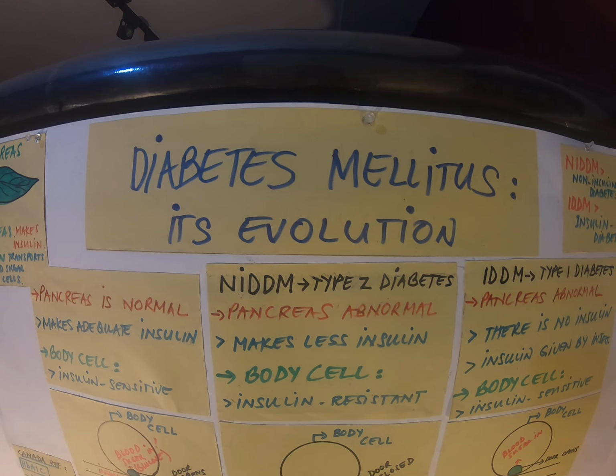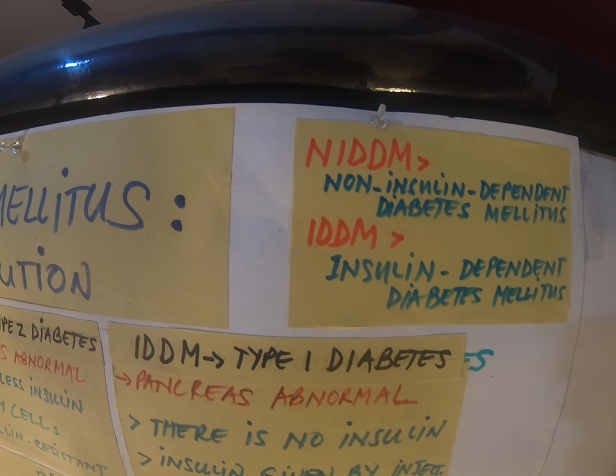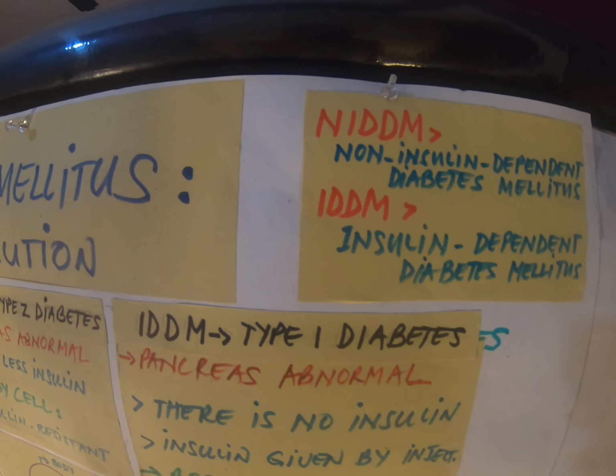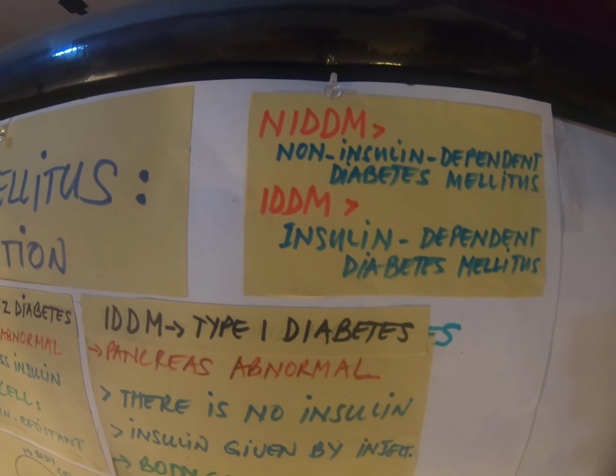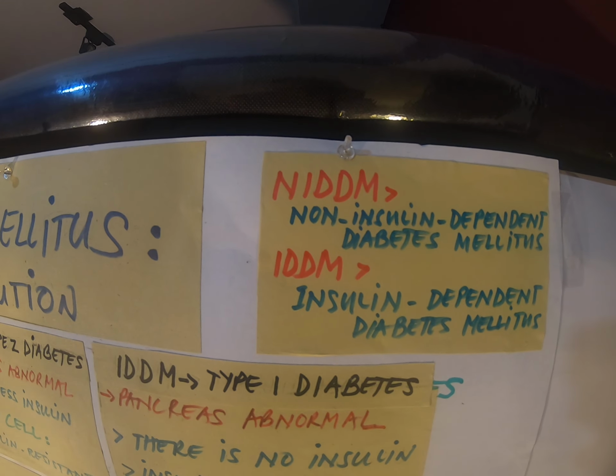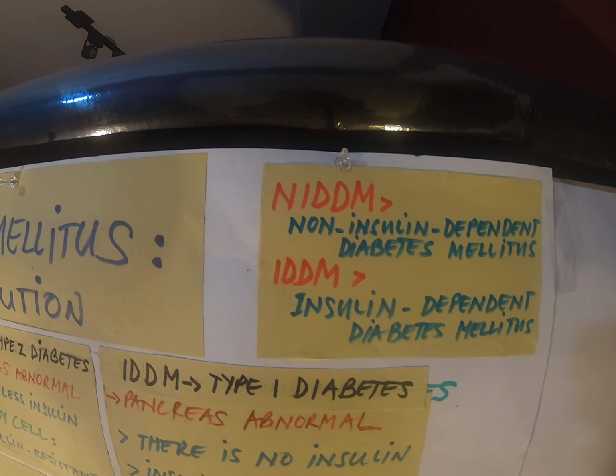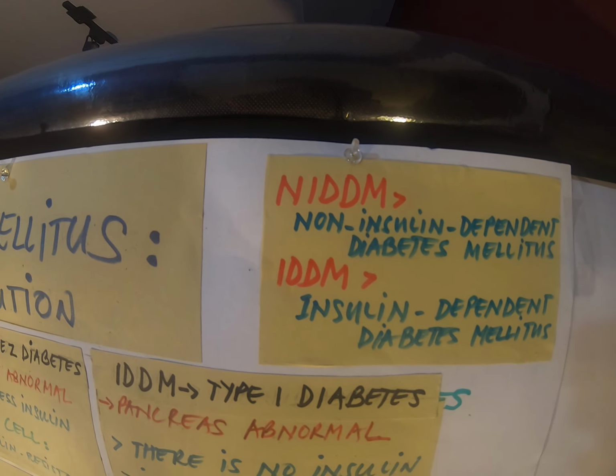There are two kinds of diabetes that I'm talking about. The first one is IDDM, insulin-dependent diabetes mellitus. This is called type 1. The second one is non-insulin dependent diabetes mellitus, NIDDM. It's not requiring any insulin.